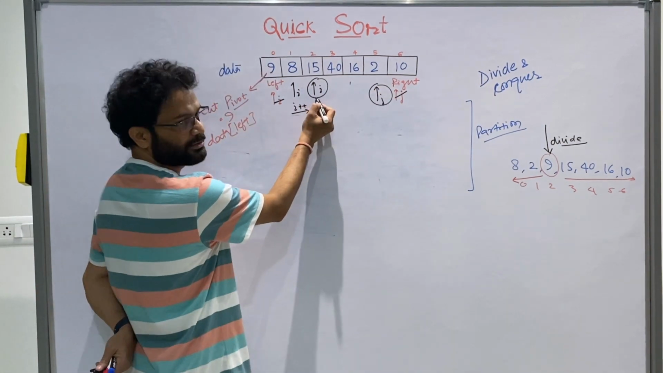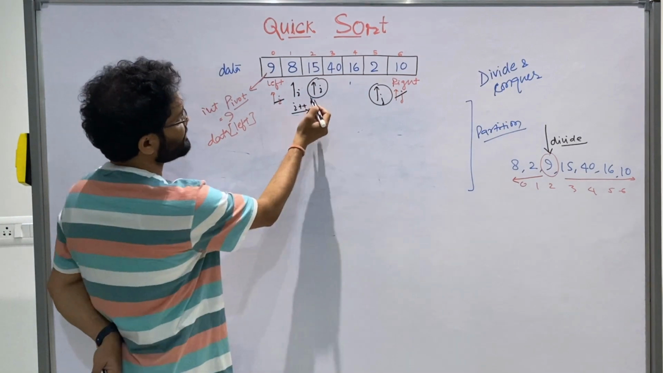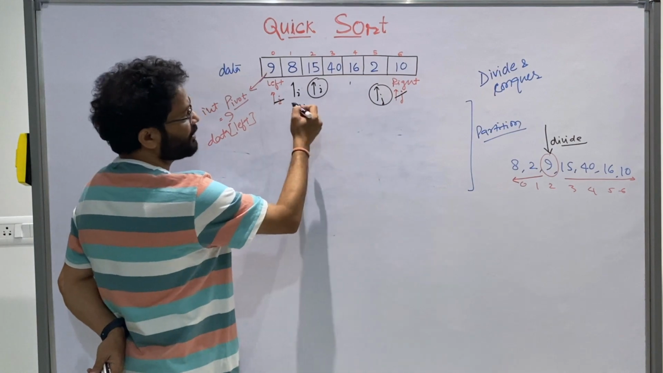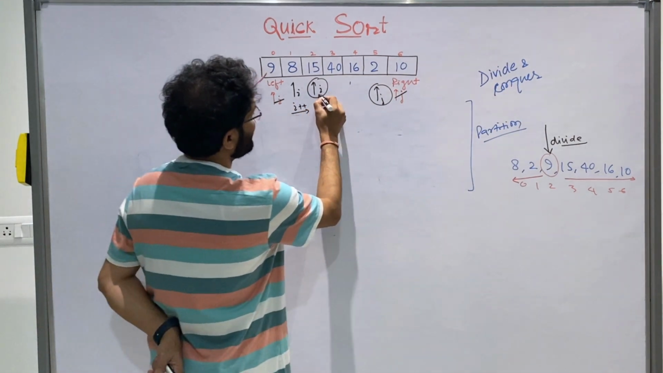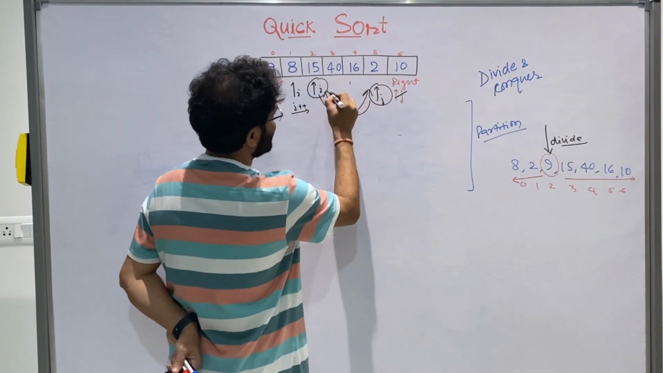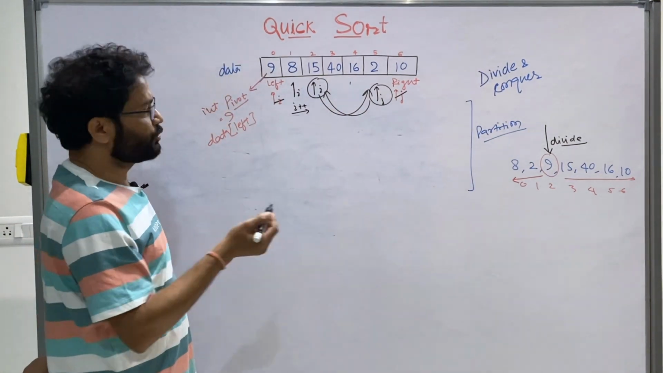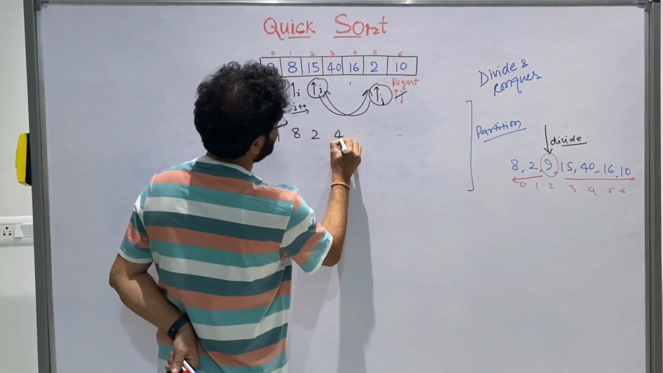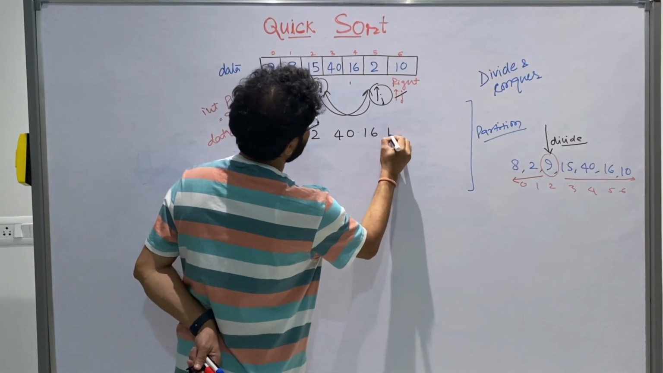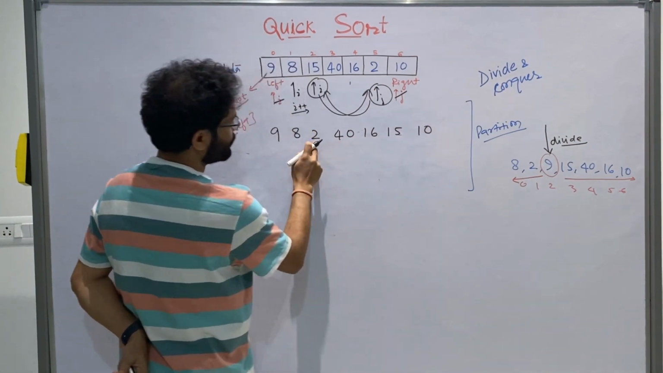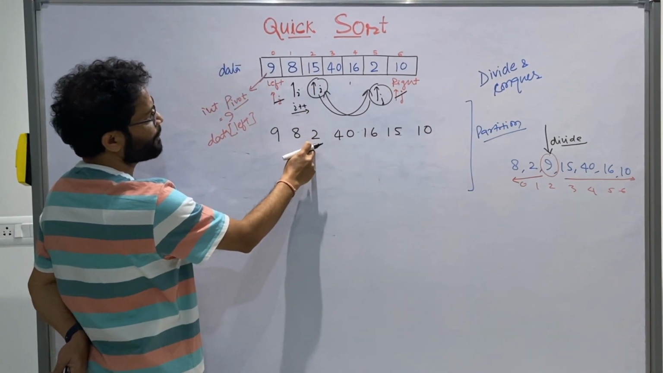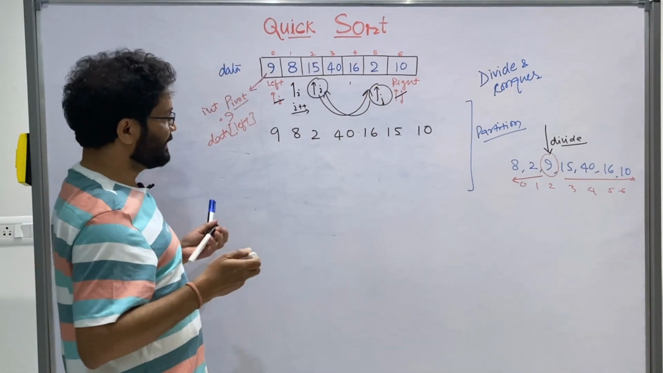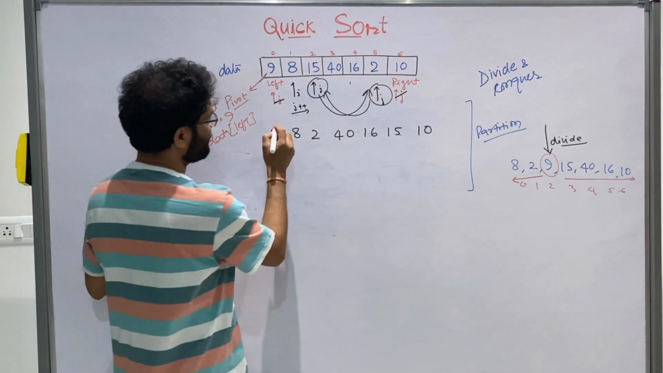So if i is less than j, obviously i is at the 2 and j is at the 5, i is less than j, so we can swap. We can swap the elements between 2 and 15. So your new array becomes 9, 8, 2, 14, 16, then 15, then 10. So 2 came to the 15 position and 15 came to the 2 position, right? The index would be changed for the 2 and 15.